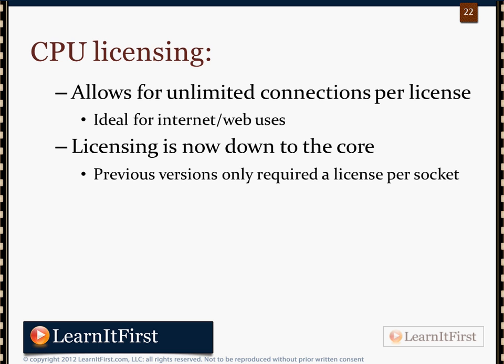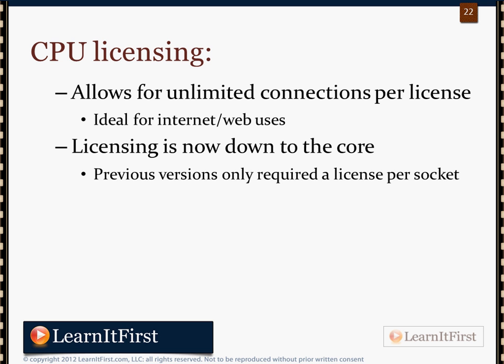Now, one big change in 2012 is that licensing is now done at the core. In 2008, 2008 R2, and 2005, it was always done at the socket level. Remember, a socket can have multiple cores: dual core, quad core, hex core. So today it's at the core level. If you have a one-socket, 4-core CPU, you have to buy 4 CPU licenses today.